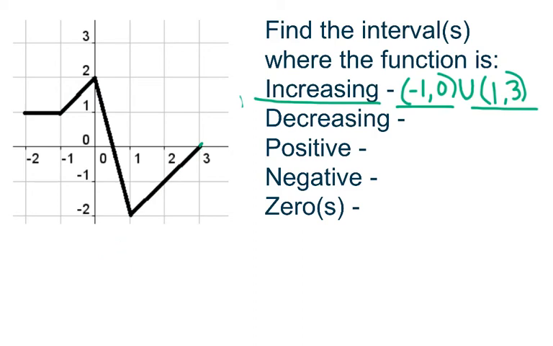Alright, and then let's do decreasing next. I'll do it in red. The only place it's decreasing is from here to here. There's only one place on the graph it's decreasing. There's only going to be one interval notation. So I'm going to write out the points. This is 0, 2, and this one is 1, -2. So I'm going to say where the x values start and stop. It starts at 0, it ends at 1. From 0 to 1, the graph is decreasing.